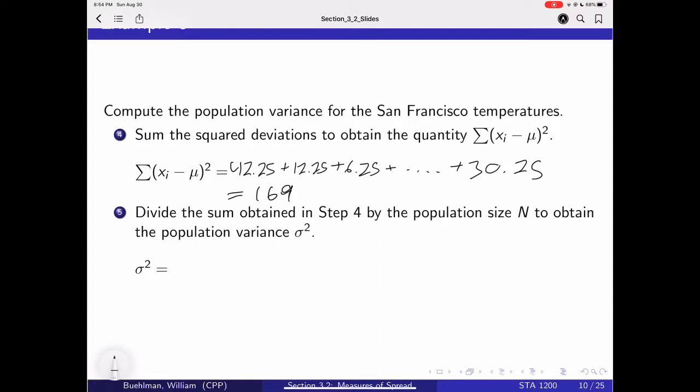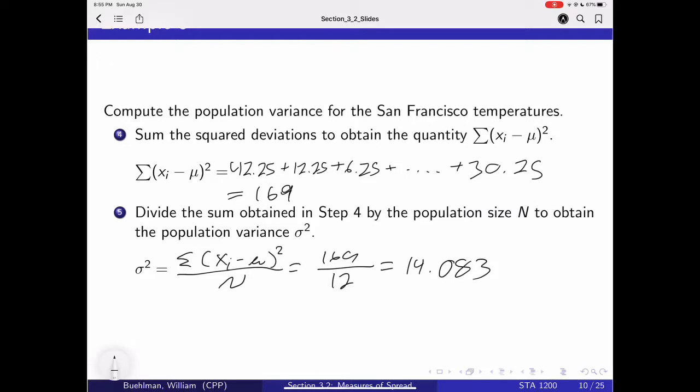We have everything we need, so now we're going to plug it into sigma squared, which was the summation of the xi's minus mu squared over n, which we have is 169, because that's what we have up here in step 4, and there were 12 values, which gives us 14.083. We normally round to 3 decimal places unless told otherwise. So the population variance is 14.083.